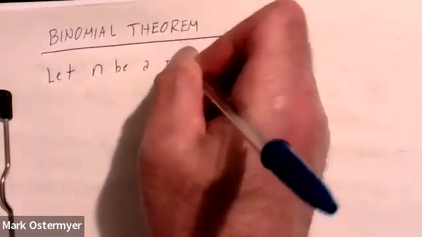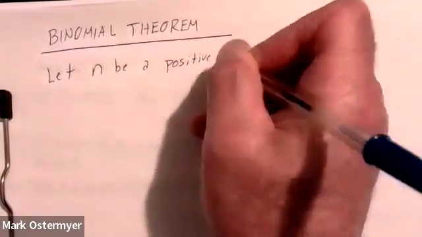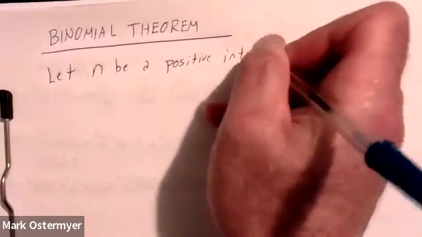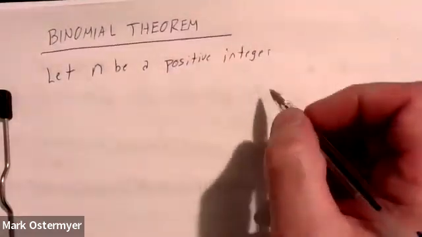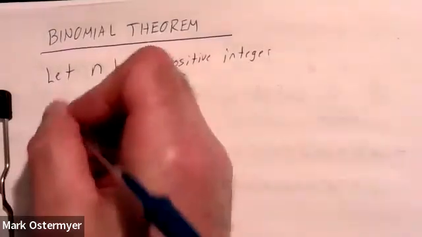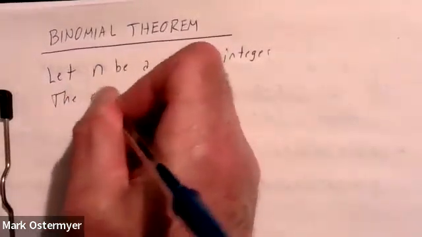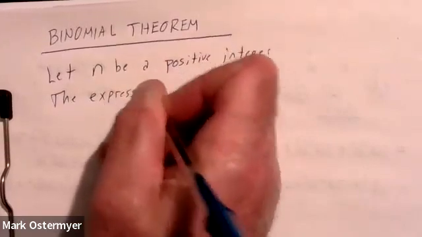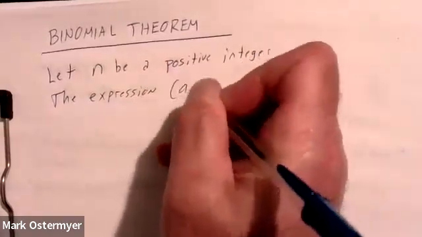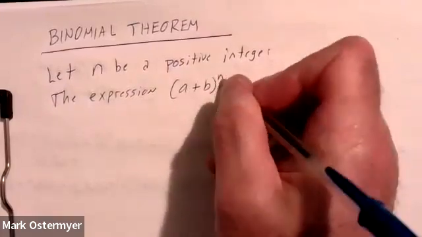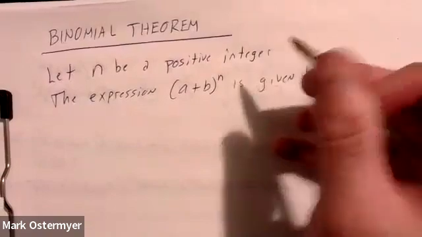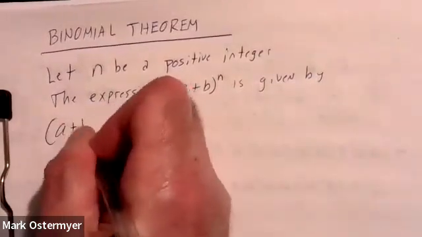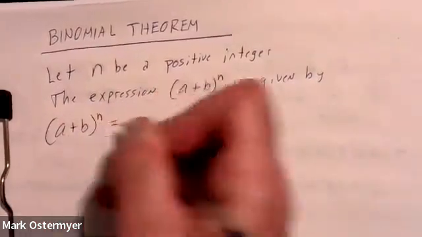All right, here we go. Let n be a positive integer. All theorems have their requirements, their assumptions, if you will. Then the expression a plus b to the nth power is given by, here is the binomial theorem.